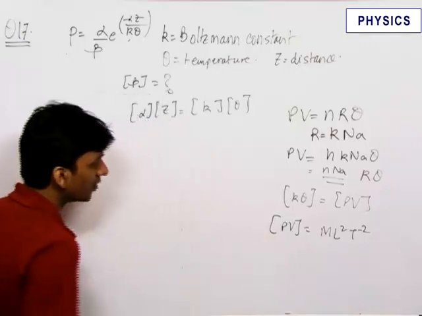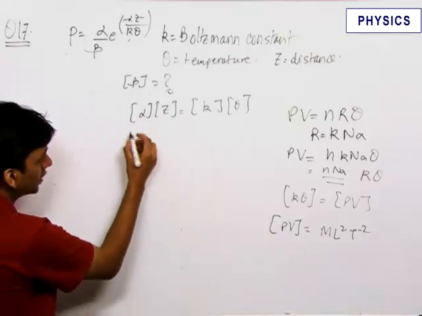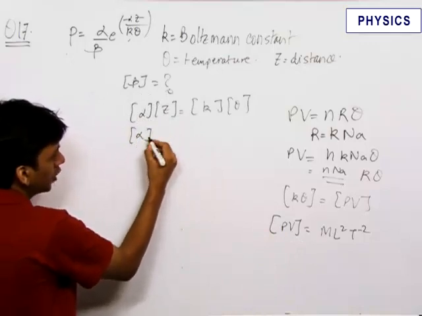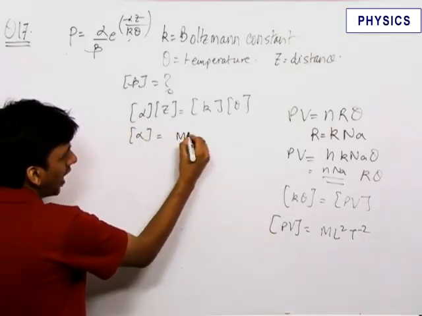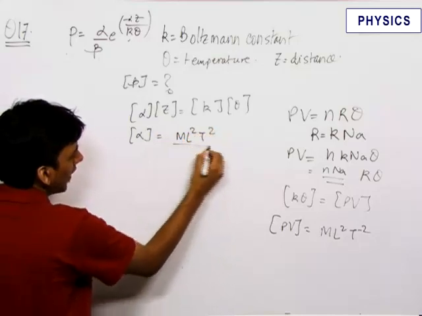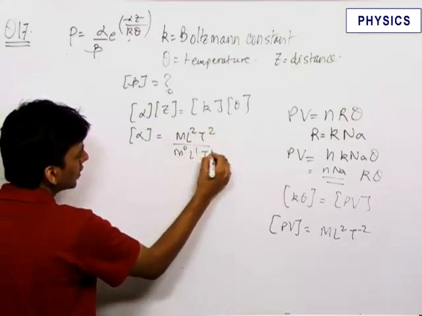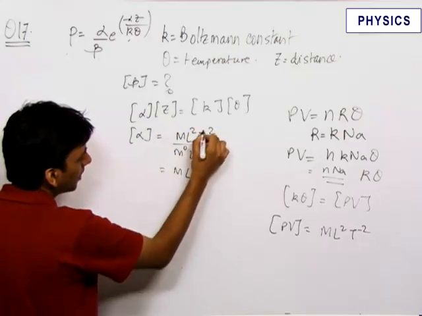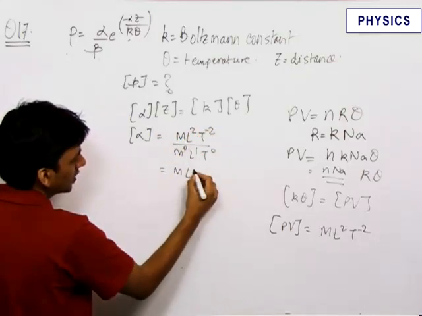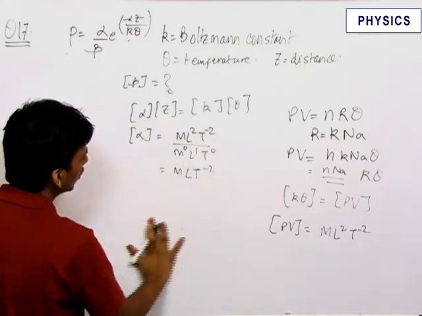So the dimensions of PV becomes ML^2T^-2, and that is also equal to the dimensions of alpha Z. So the dimensions of alpha becomes ML^2T^-2 divided by M^0 L^1 T^0, that is equal to MLT^-2.